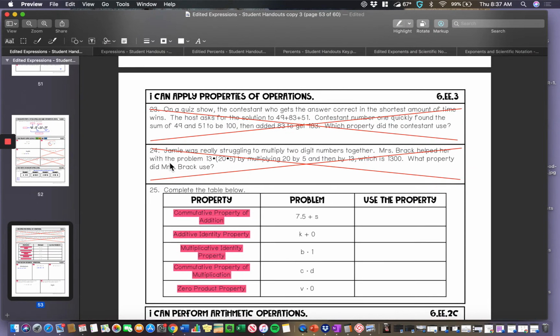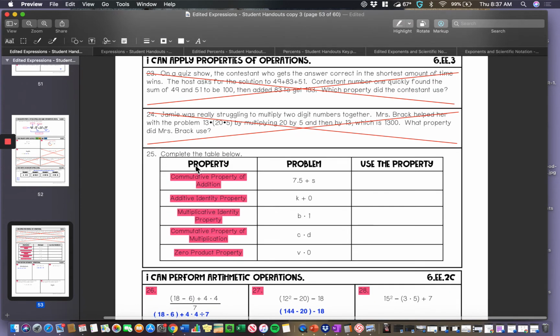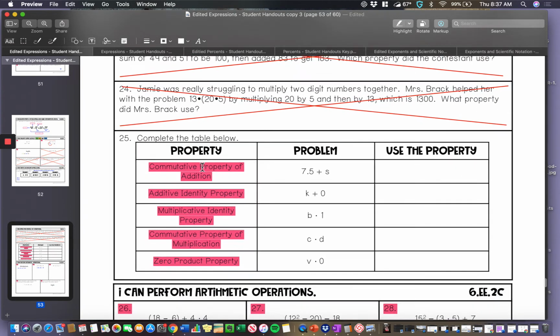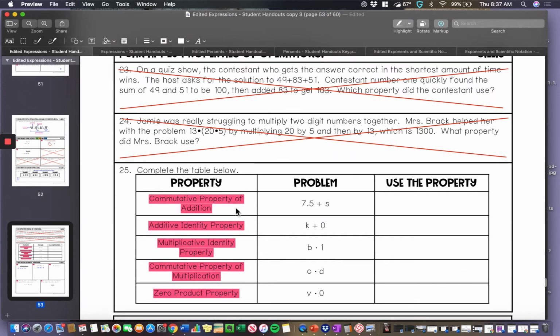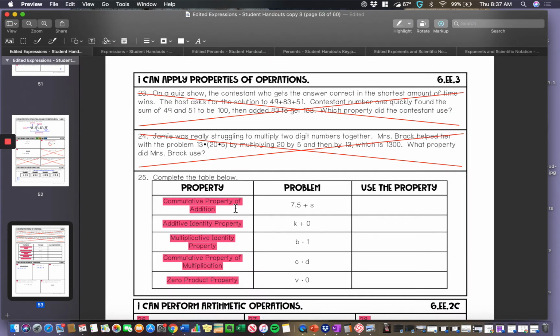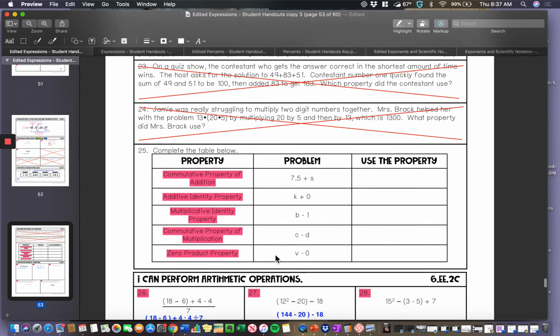I crossed out number 23 and number 24. For number 25, you need to complete this table below. Now, I gave you some examples in previous lessons, right? So you need to go back, and if you don't remember what the commutative property of addition looks like, you can refer back to your other worksheets, and the same can be said for the rest of these properties.